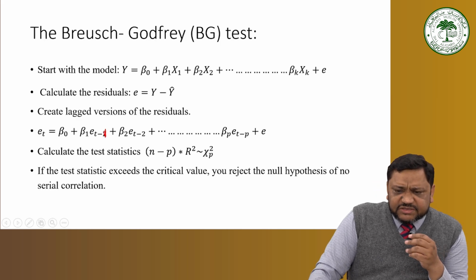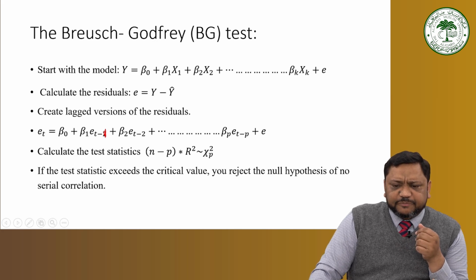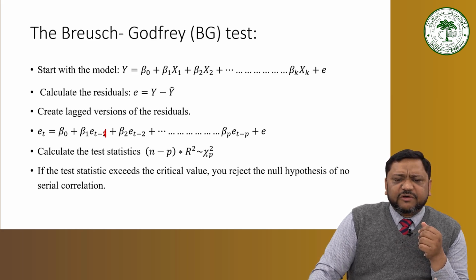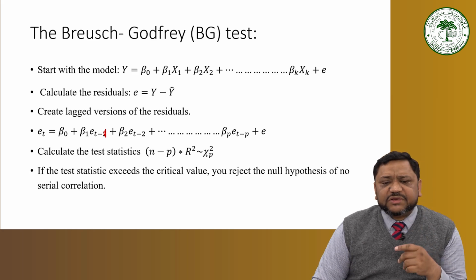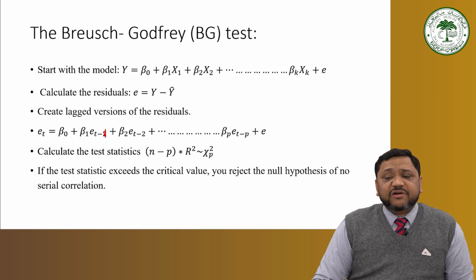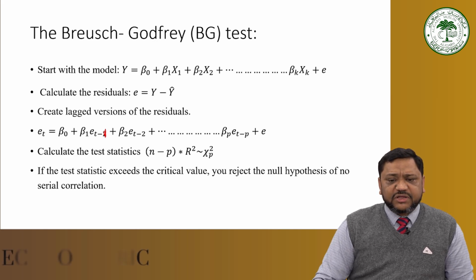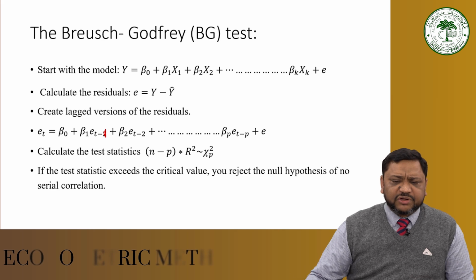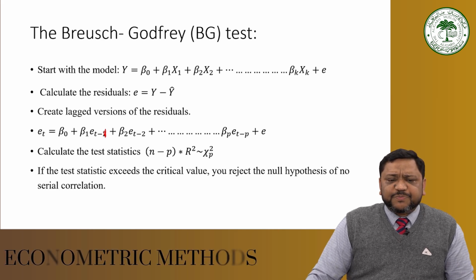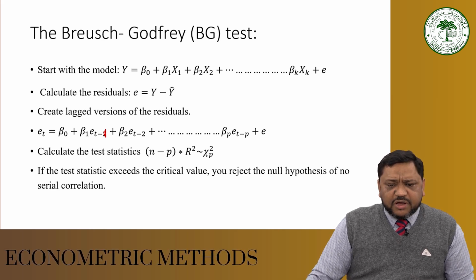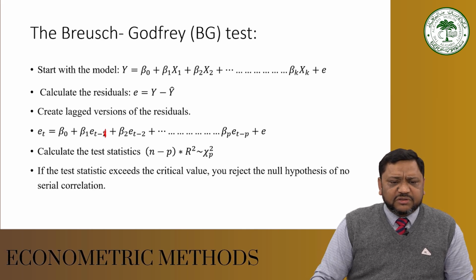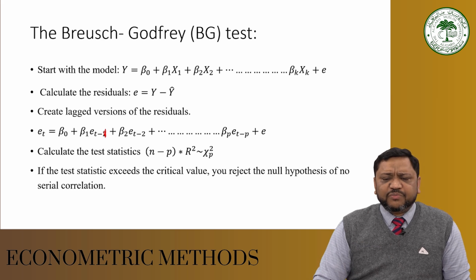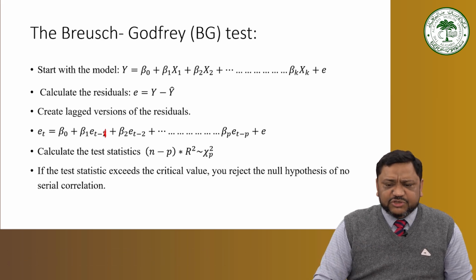In the test statistic, the formula is n minus p, where n is your sample size and p is the number of lagged residuals included in the auxiliary regression, whether you have included 2 or 3 or likewise. So n minus p multiplied by R square, where R square is the coefficient of determination. This is done through the chi-square test, and we assume that it has a chi-square distribution with p degrees of freedom.